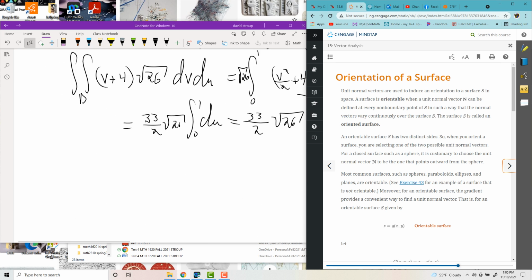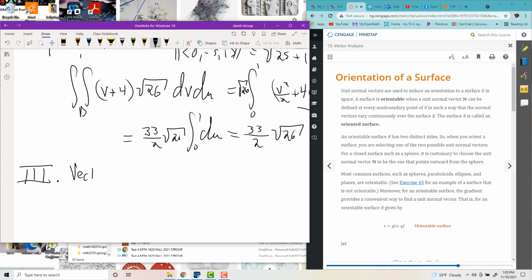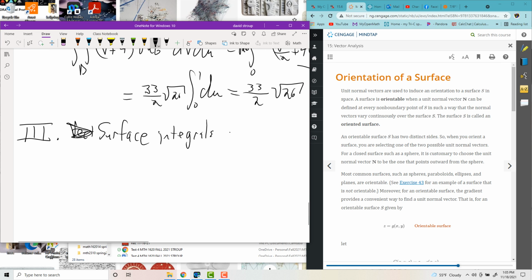When we dealt with our... so let's make this section, I think it's 1, 2, 3 now. And we're dealing with vector field surface integrals, which are basically integrals of vector fields on surfaces. Okay, so the book will call this the vector version or the vector form of the surface integral.